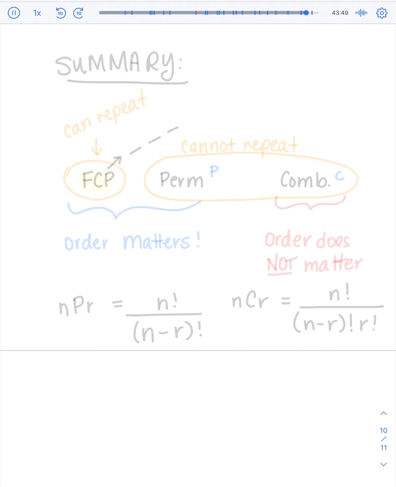So just as a quick summary, to cover what we have talked about here: we've talked about the fundamental counting principle, or rule, and we've talked about permutations, and we talked about combinations. Now, the two that are the closest are the fundamental counting principle and permutations, because with both of these, order matters. With combinations, though, that's our special case. Order does not matter.